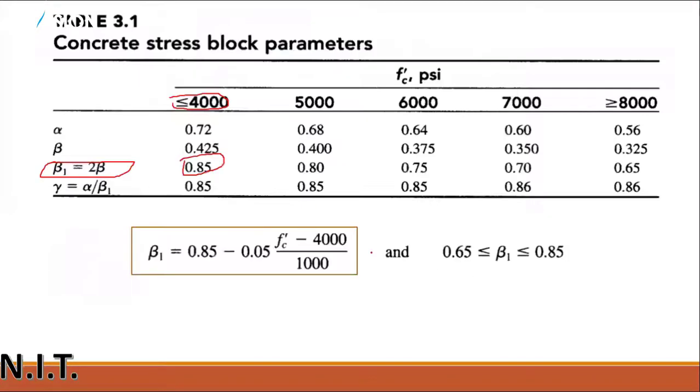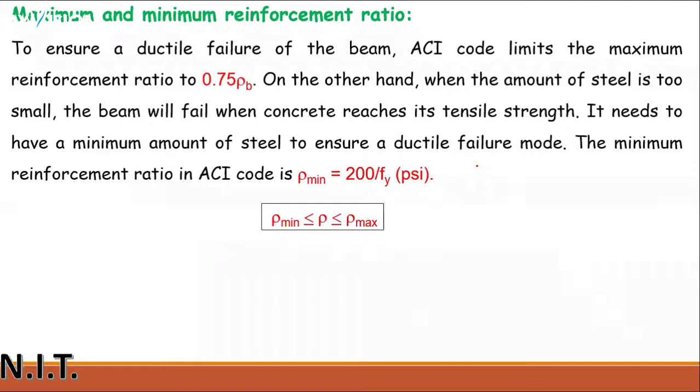You can see in this table, when the concrete strength is increasing by 1000, 1000, 1000 and 1000, then this value of beta 1 is decreasing in intervals of 0.05. Can you see that? It is 0.85, it is 0.80, it is 0.75, 0.7 and 0.65. Clear? So all these things have been studied in the previous lecture. From this slide, we will study the new lecture.